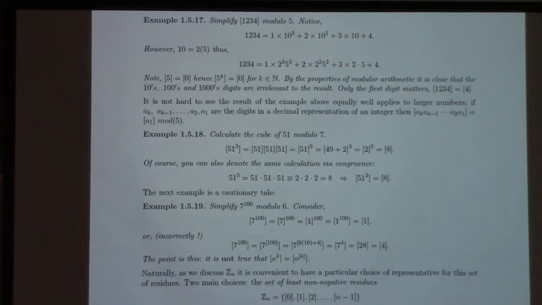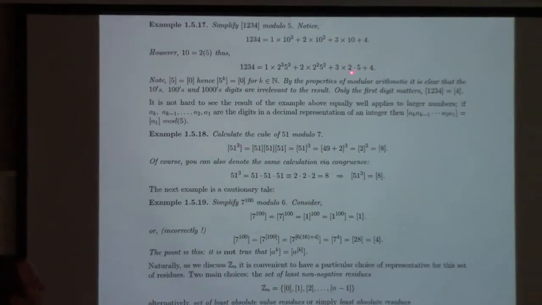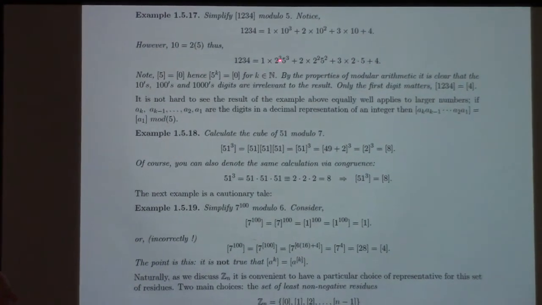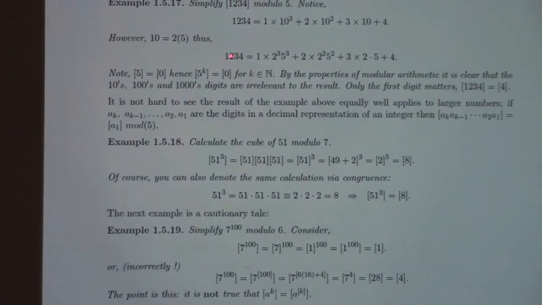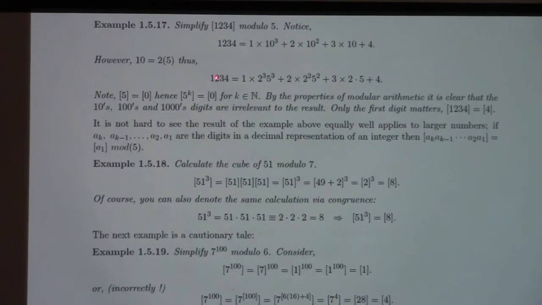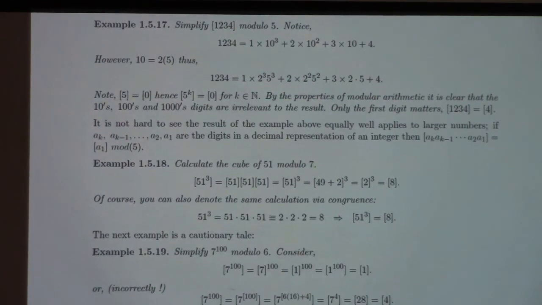Like that. And then you can simplify 10 as what? Well, 10 is 2 times 5, isn't it? So this is 2 cubed, 5 cubed, 2 squared, 5 squared, 2 times 5. But what's 5 modulo 5? It's 0, right? So 1, 2, 3, 4 modulo 5 is just 4. Right?